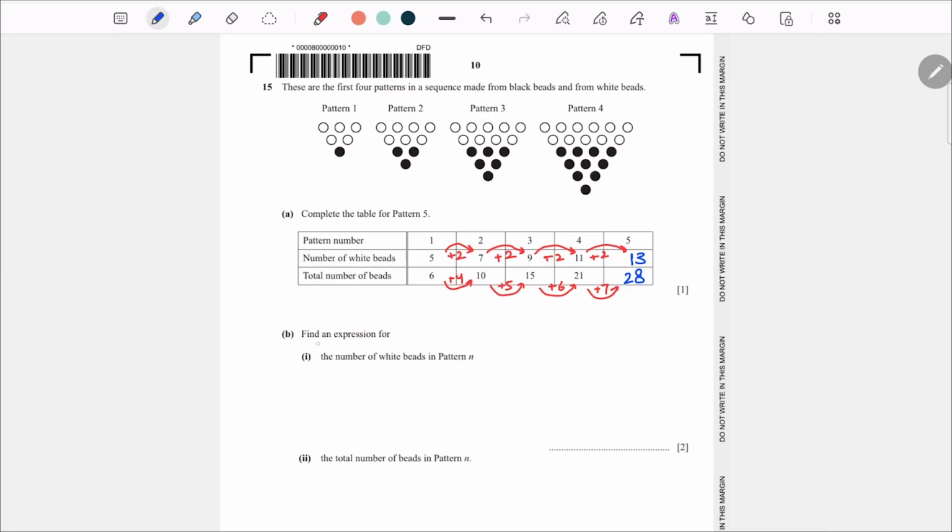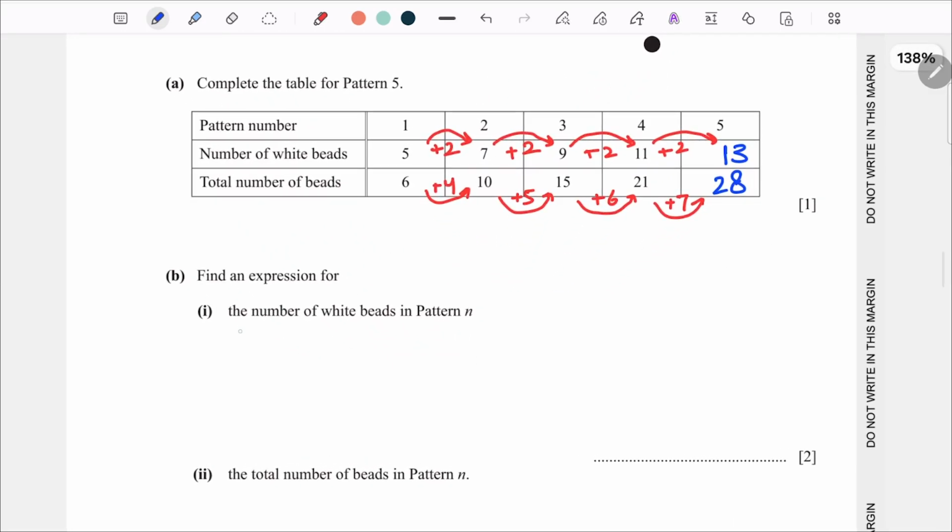In part B, find an expression for the number of white beads in pattern N. Now for the number of white beads: 5, 7, 9, 11, then 13, and so on. All of these are increasing by 2. The difference is common between all the terms, so this is an arithmetic progression.